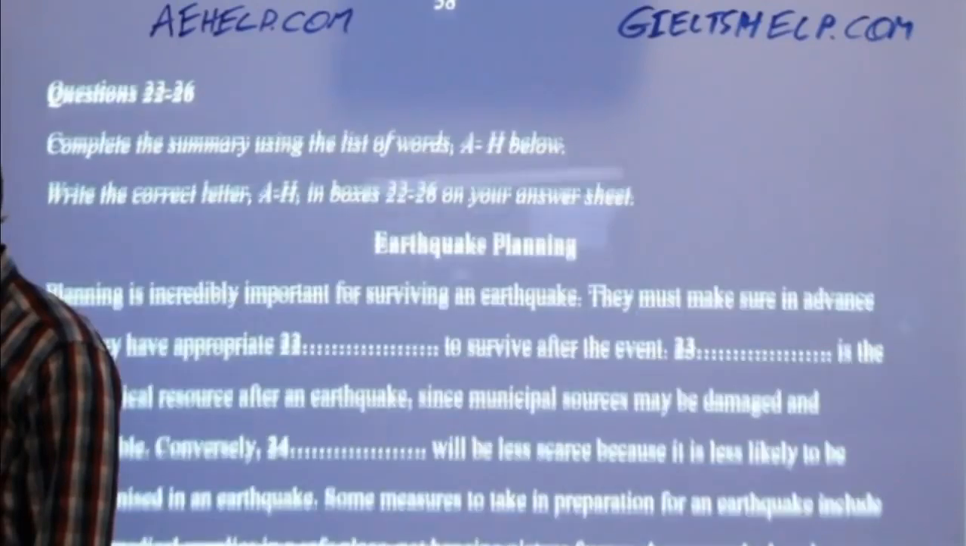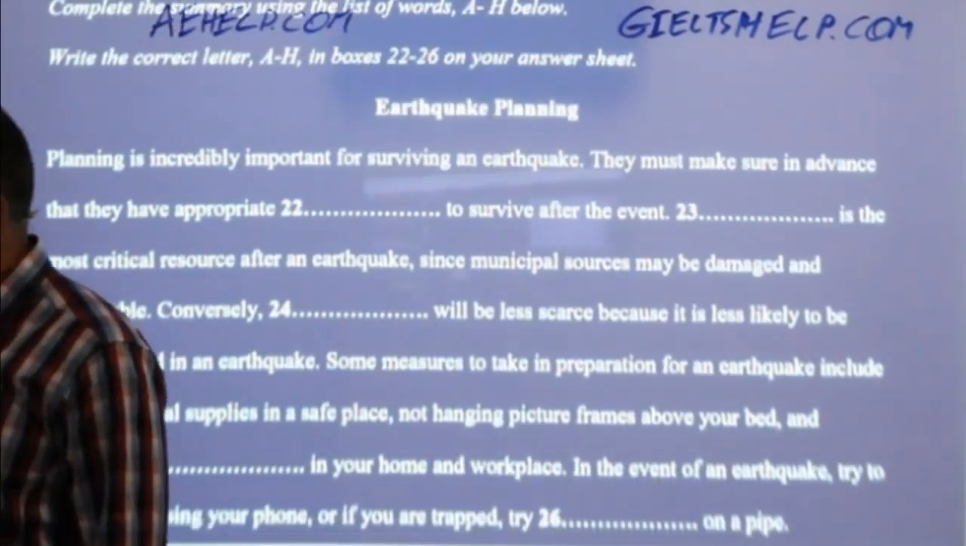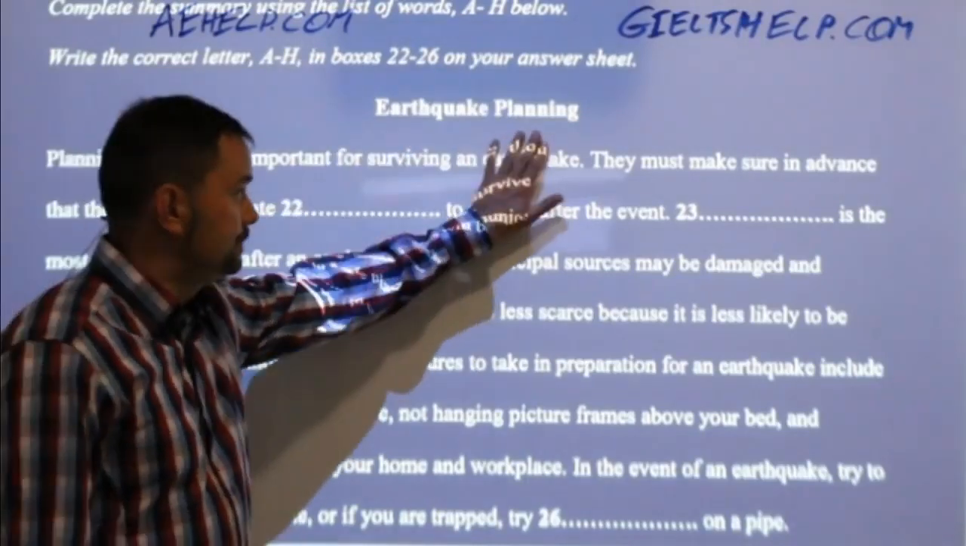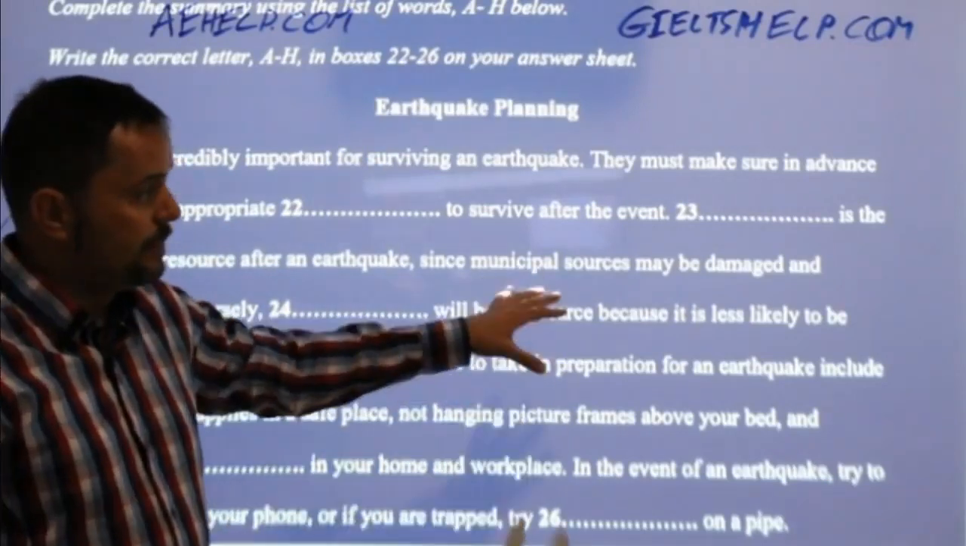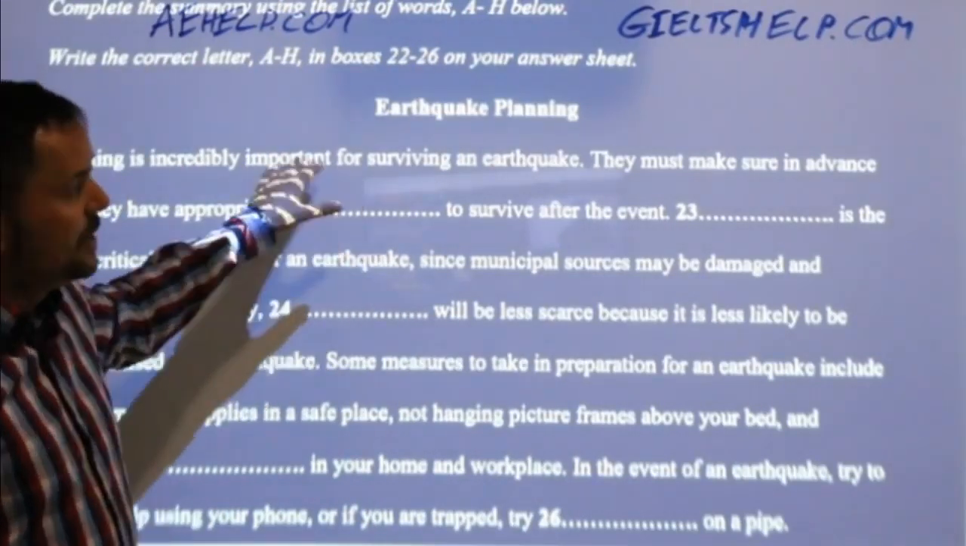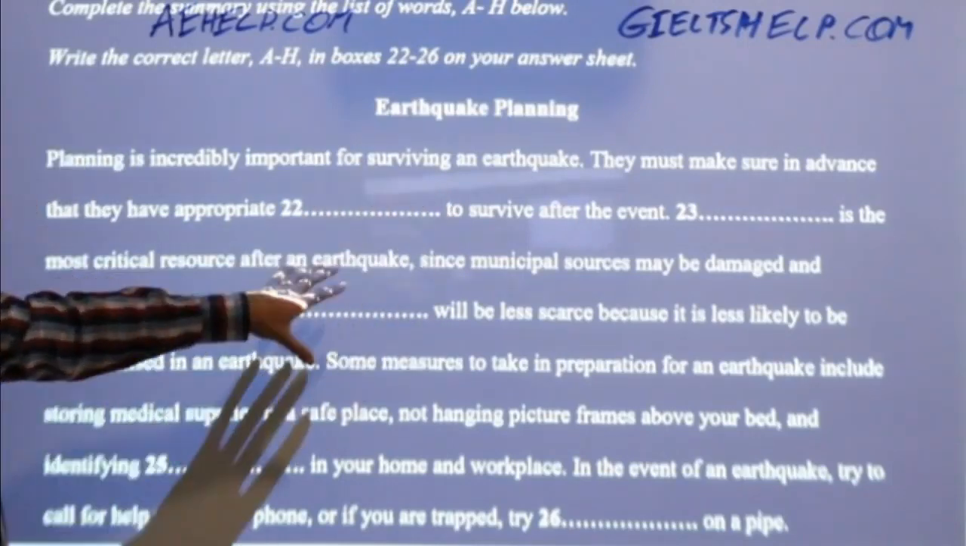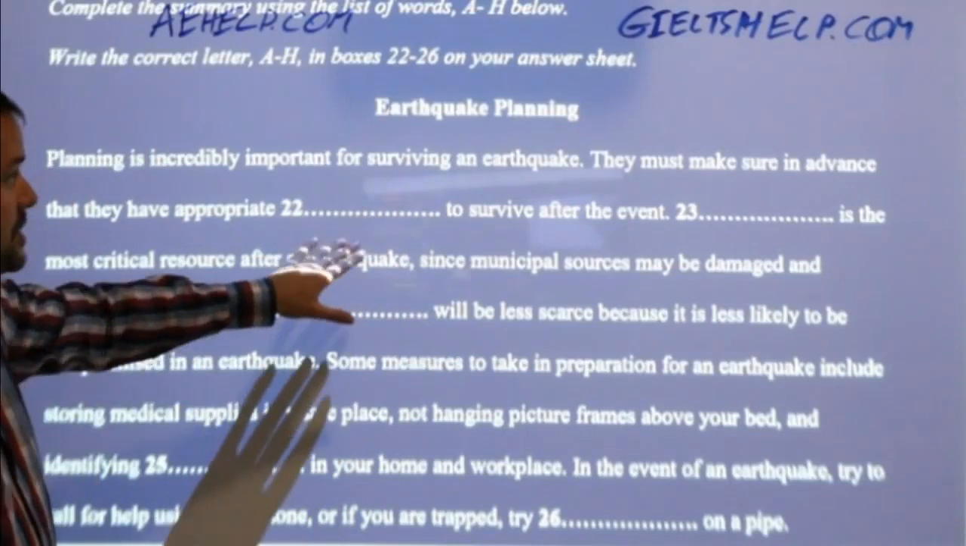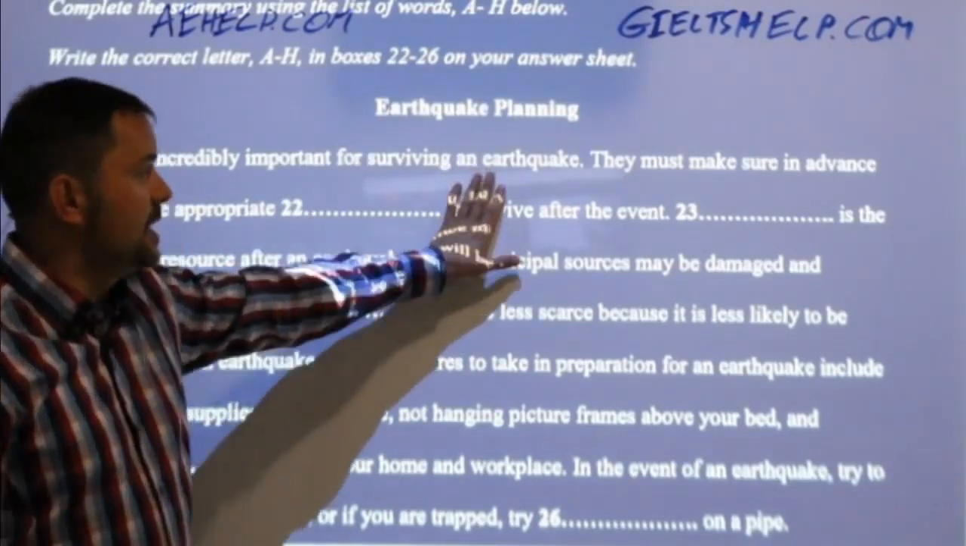And now we have this paragraph completion, earthquake planning. Okay, so this we can read before the passage because it's taken from the passage, a part of the passage. So we can just read this and get an idea. Planning is incredibly important. Now you can read this quickly. Don't spend a lot of time on these summary type questions. Just read through them fast, okay? So planning is incredibly important for surviving an earthquake.